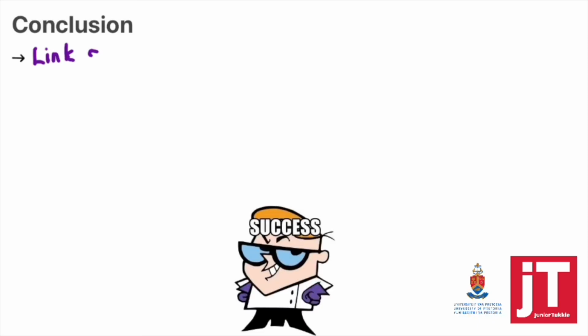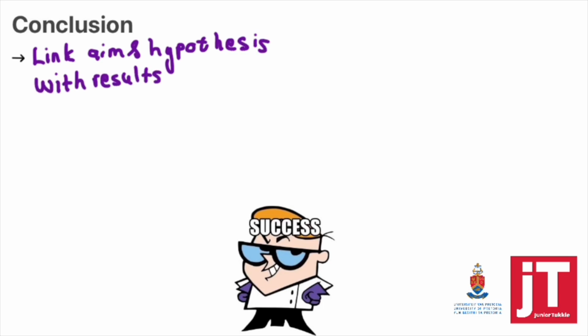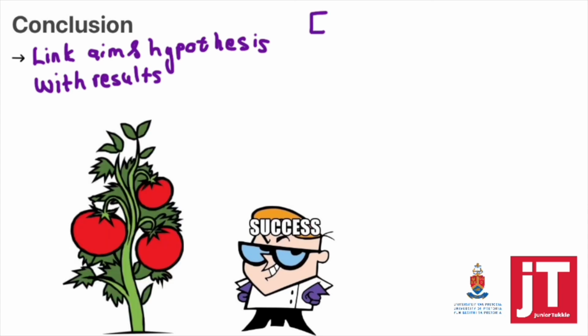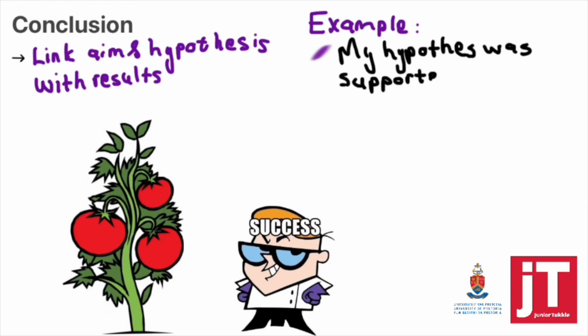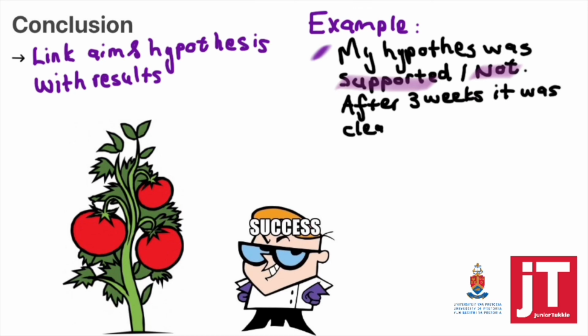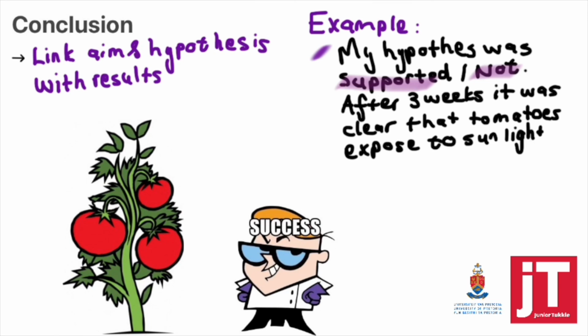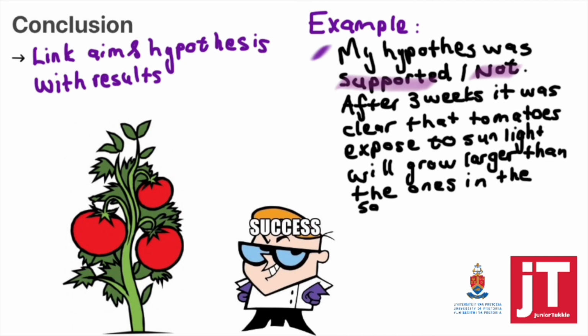Lastly, we get to our conclusion. So your conclusion is where you will link your aim and your hypothesis with your results. So let's have a look at how my conclusion will look for the example which we used. Firstly, you will state that your hypothesis was supported or not supported. And then you will state, after 3 weeks, it was clear that the tomato plants exposed to sunlight grew larger than the tomatoes that were found in the shade.